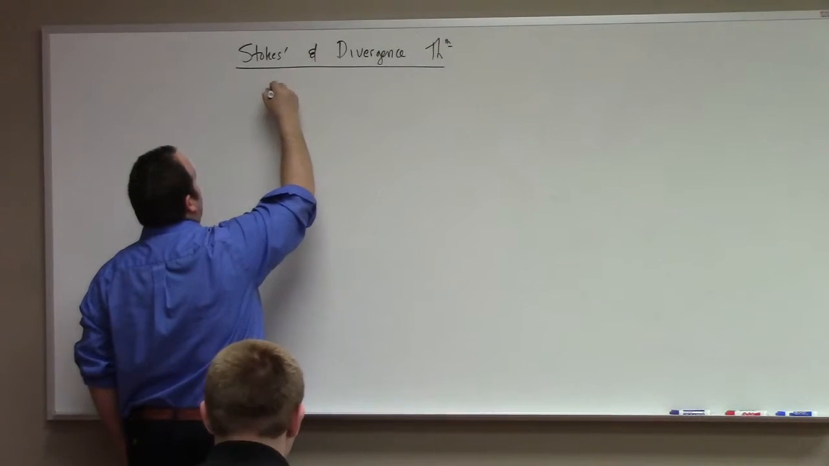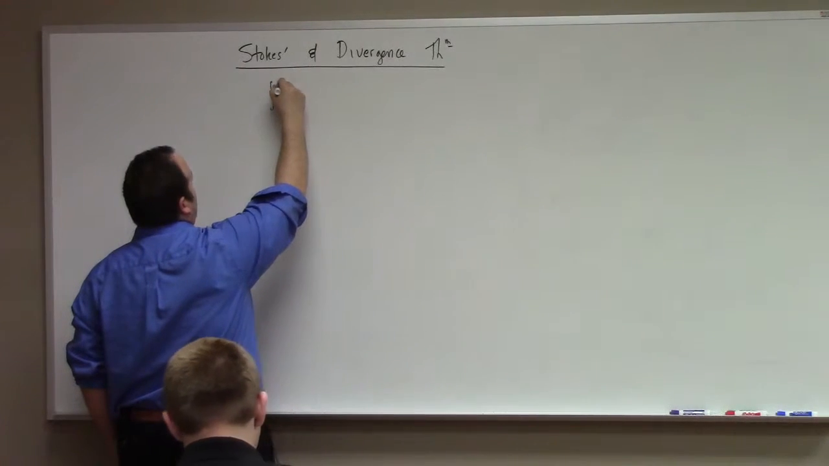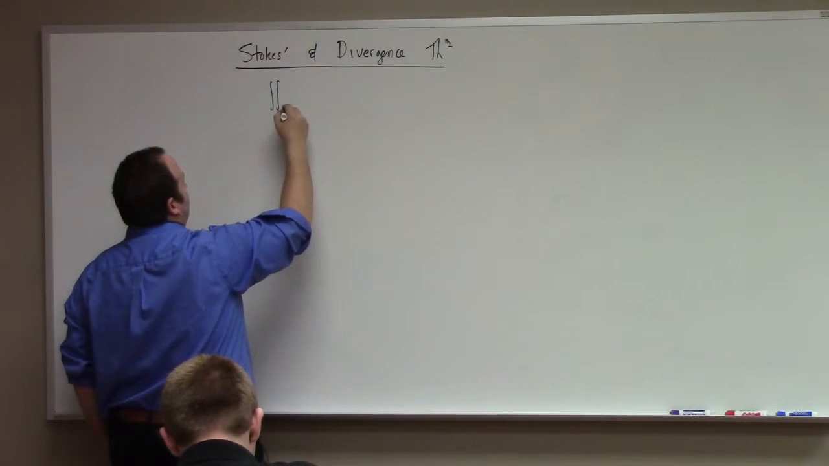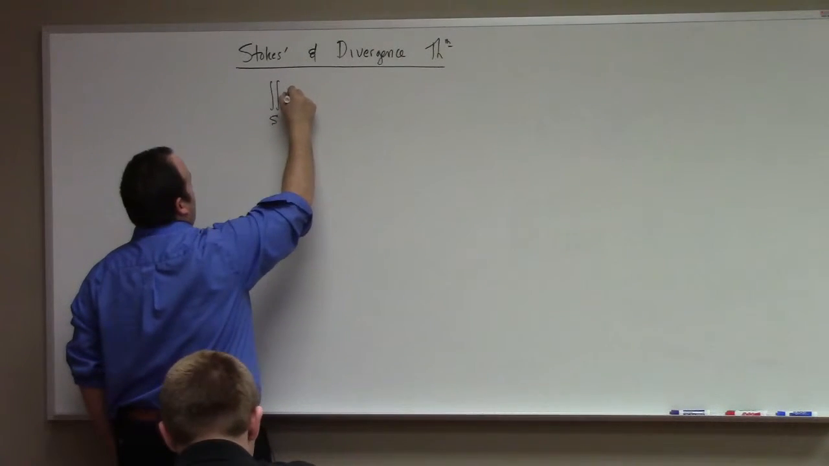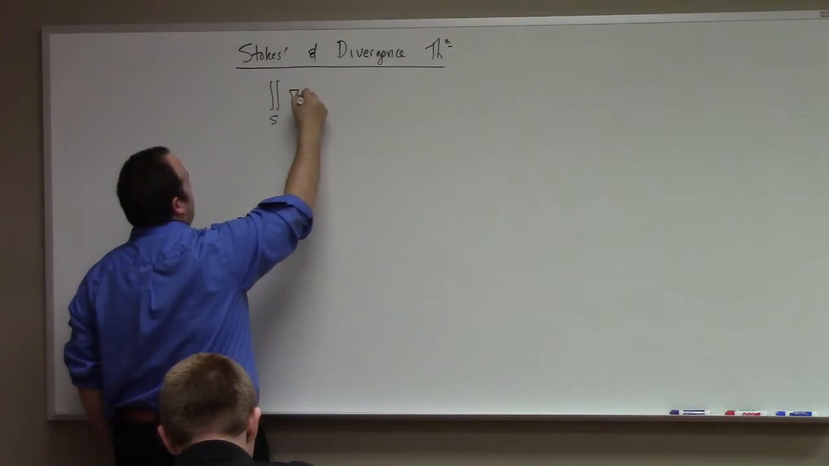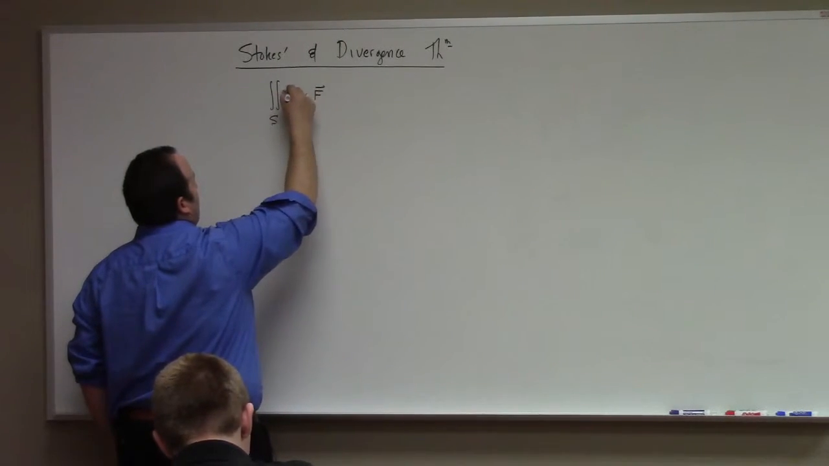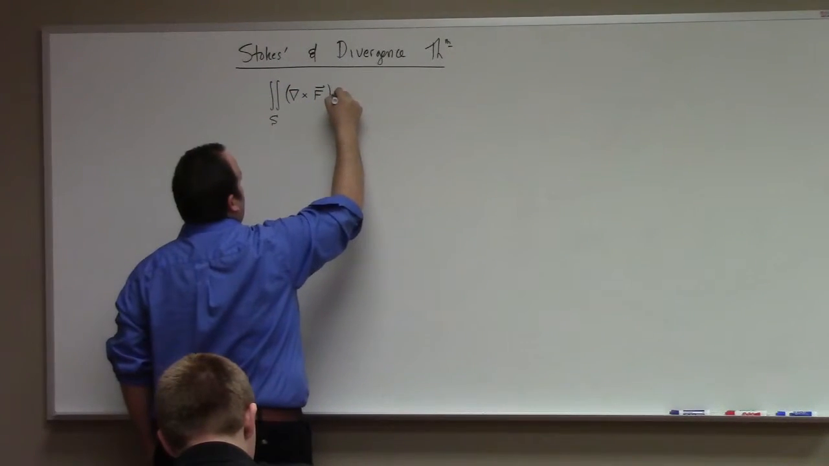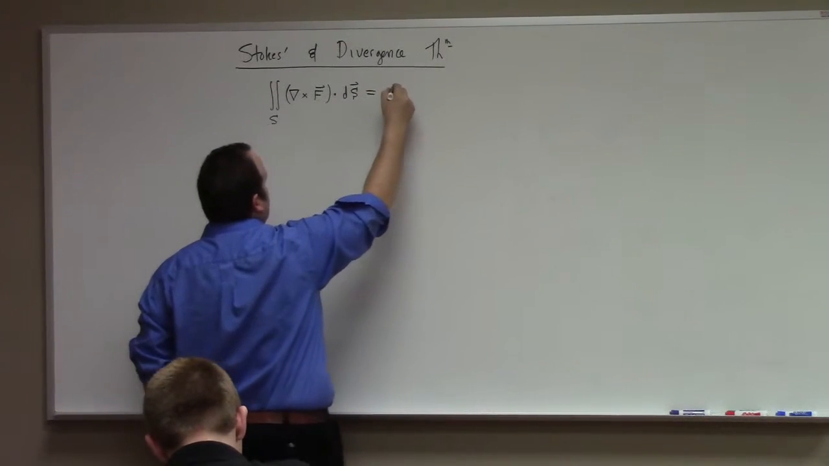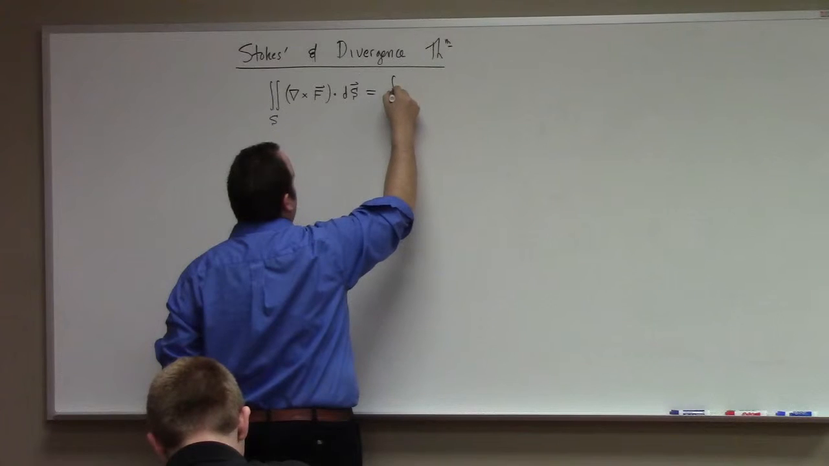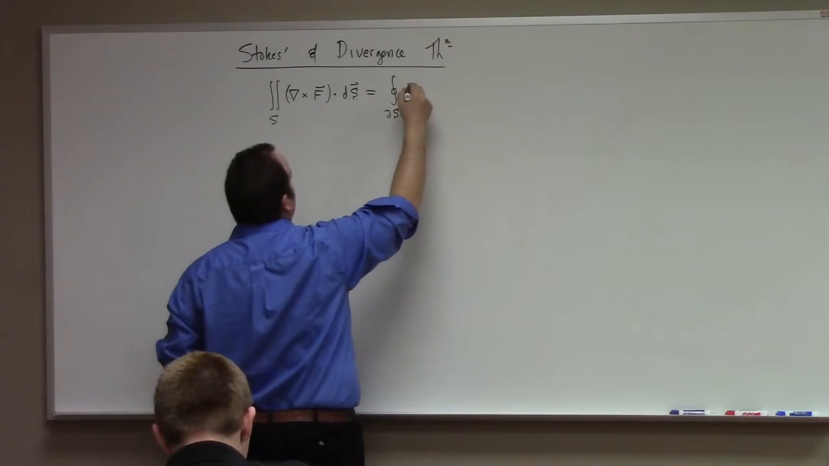Stokes' theorem states that for the integral over a surface, let's say S, and that surface I'm assuming is simply connected, basically meaning the surface doesn't have holes, then the flux of the curl of a vector field is equal to the circulation of the vector field around the consistently oriented boundary of the surface.